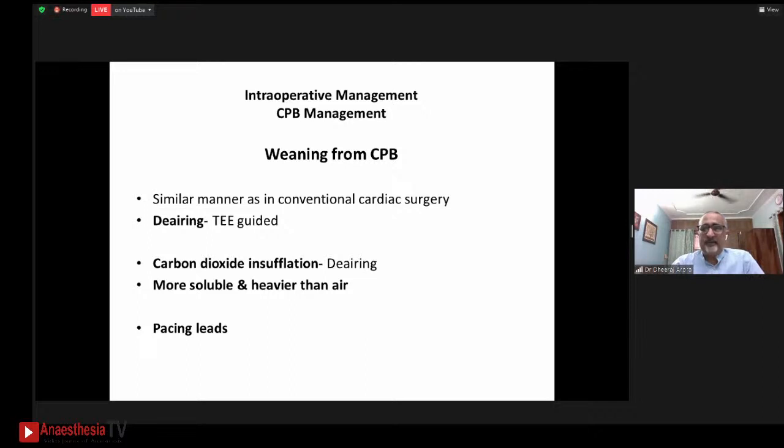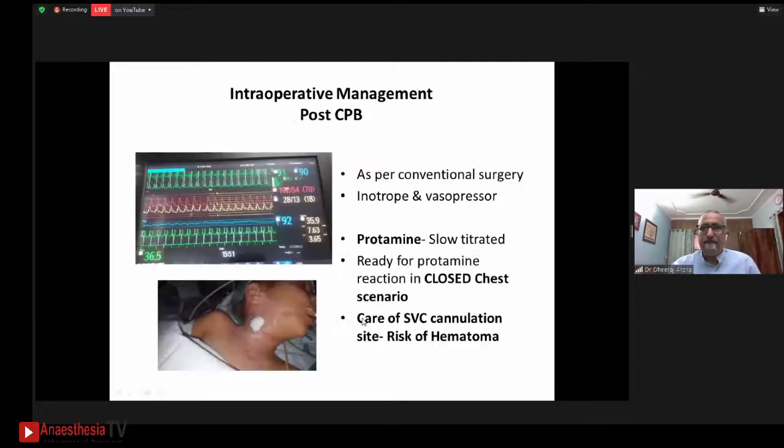To have a proper de-airing, we can shake the table on both sides to help in the de-airing. And we can place a pacing lead beforehand in these patients in case any arrhythmia occurs. The post-CPB management is also important because we are giving protamine in a closed chest scenario. The chest is not completely open, so we have to be ready for protamine reaction in this type of scenario.